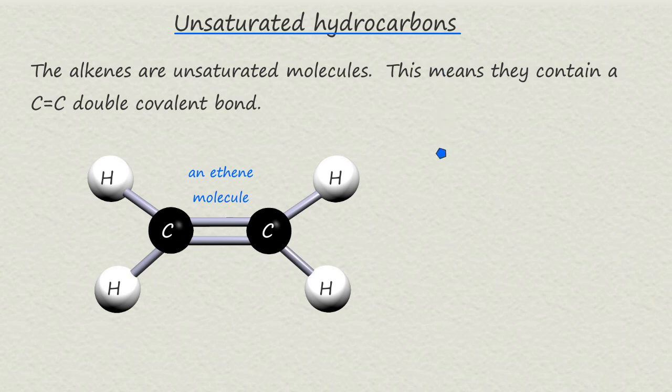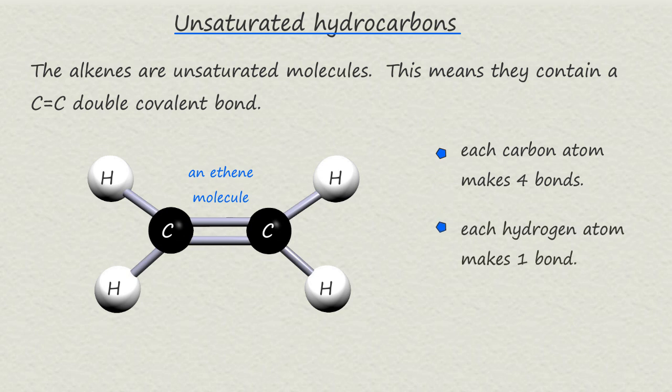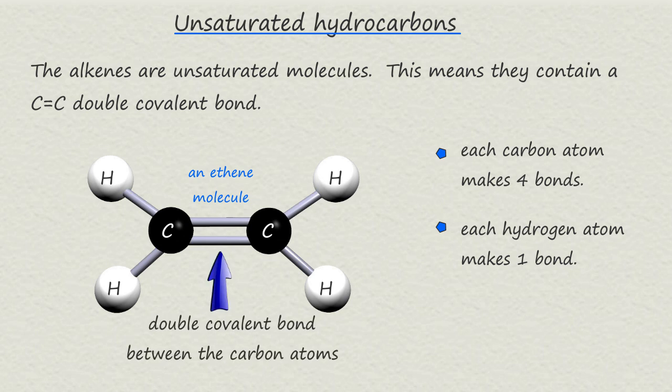Now recall that each carbon atom always makes 4 covalent bonds, and each hydrogen atom always makes 1 covalent bond. Since there is a double covalent bond between the carbon atoms, this means that each carbon atom in an ethene molecule can make 2 more bonds to hydrogen atoms. This means that the molecular formula of an ethene molecule will be C2H4. There are double the number of hydrogen atoms as carbon atoms in this molecule.